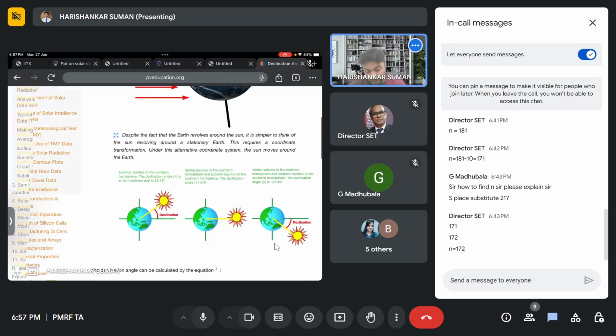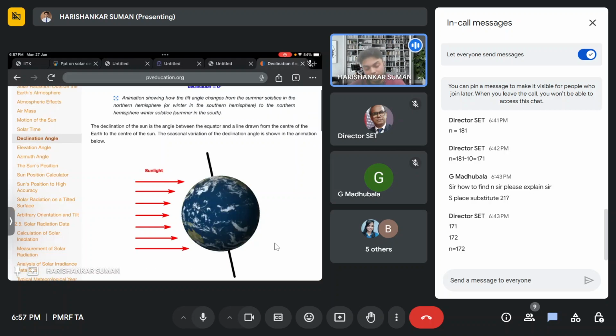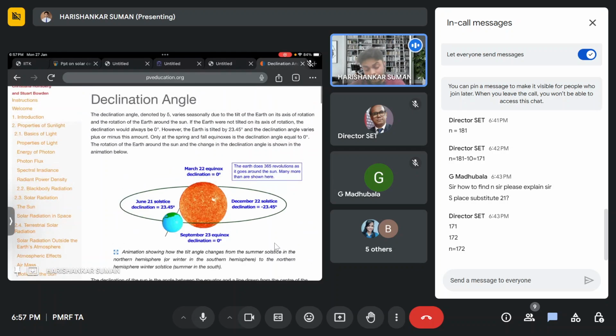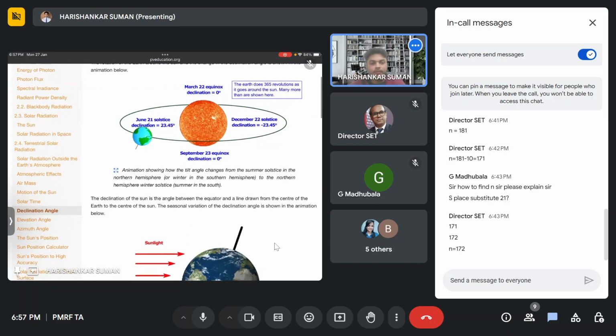Okay, if you are not able to visualize, you can visit this site, pveducation.org. Okay, so let's discuss the next question.